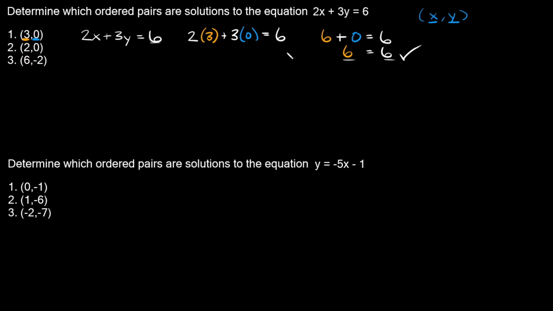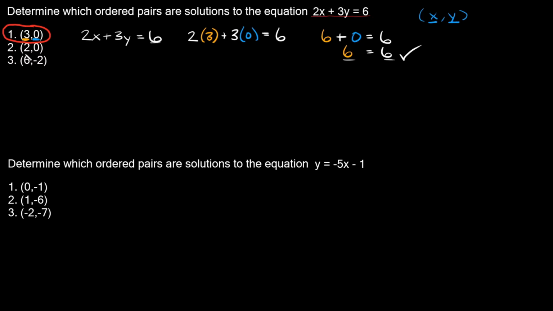So since we got a balanced equation right here, that means that this ordered pair right here, (3, 0), is a solution to this equation right here, 2x plus 3y is equal to 6. Okay, so again, this is a solution, right? So let's circle it. And then we just have to check these other two, see if they're also solutions.